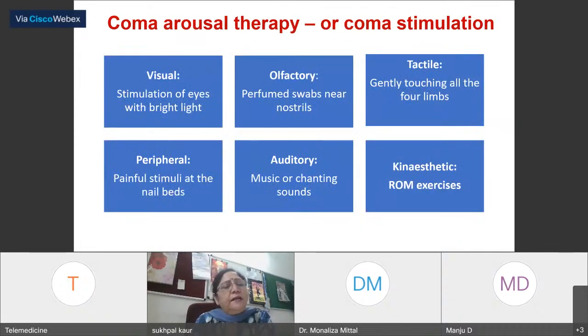Coma arousal therapy consists of simple measures. Once we are talking to the patients and caring for them in the hospital, we can always carry out these types of measures. For example, for the visual, this is stimulation of the eyes with a bright light, bringing the light in from one side. Once we have done it for one eye, we go to the second eye. Similarly, for the olfactory, we can make use of perfume swabs. We take the perfume swab to one nostril, closing the other nostril, and then repeat on the other nostril.